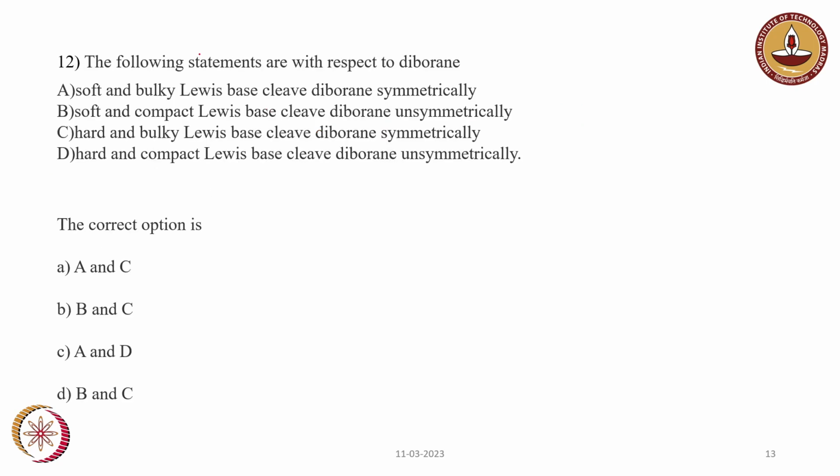Next question is, the following statements are with respect to diborane. Option A is soft and bulky Lewis base cleave diborane symmetrically. Option B is soft and compact Lewis base cleave diborane unsymmetrically. C is hard and bulky Lewis base cleave diborane symmetrically. And option D is hard and compact Lewis base cleave diborane unsymmetrically. So we have to find the correct statements.